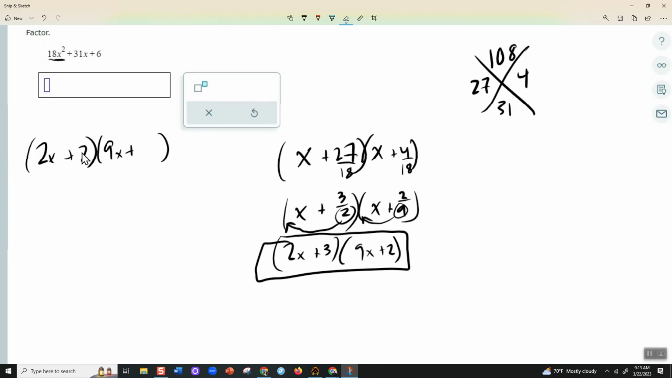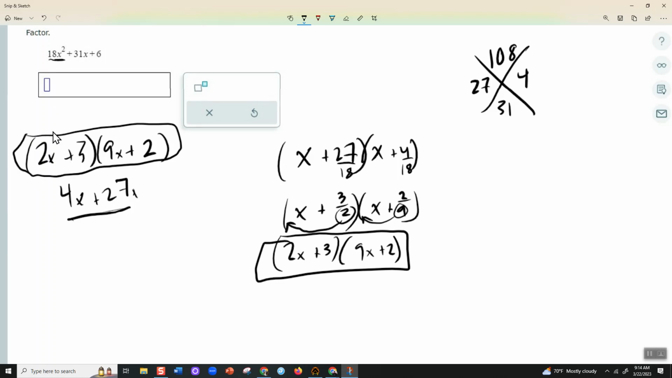I'm going to find a different order here. I already know the answer, obviously, but when I try this in this way, and I do 2x times 2 is 4x, and 3 times 9x is 27x. Does that add up to 31? Yes, it does. So that's how I would do it with guess and check. Just guess which two factors go first to make 18x squared, and guess which two factors make 6. Put them in there, multiply the outsides and the insides. If they add up to the middle, you're good. If not, you got to try a different combination. That's how I do it.